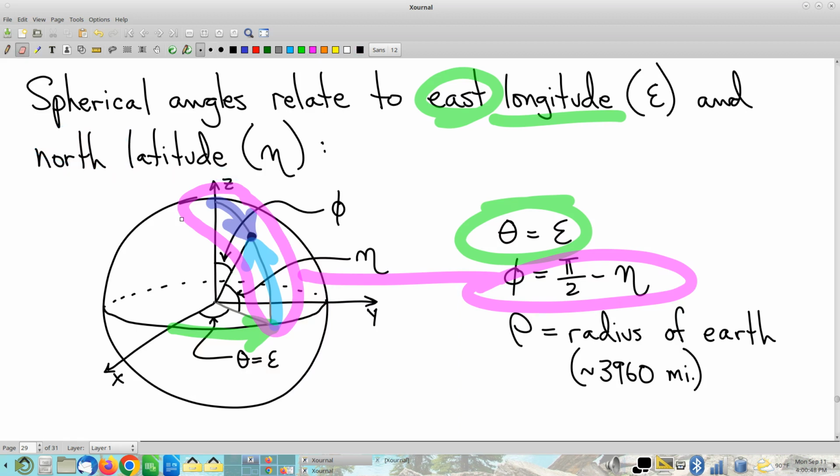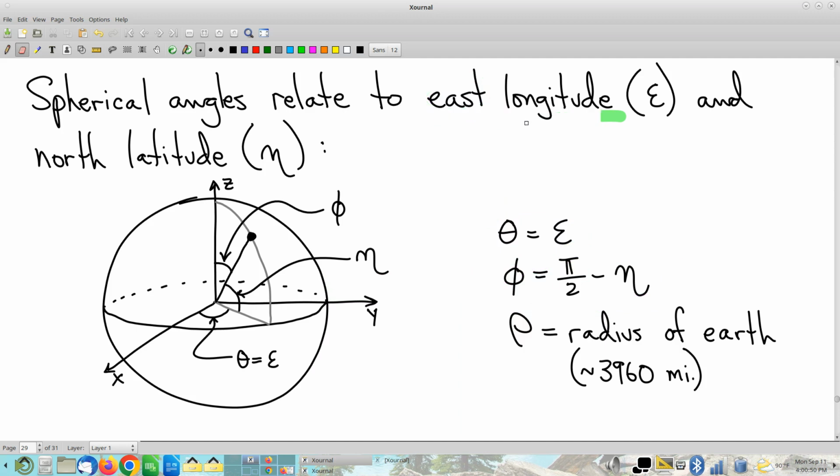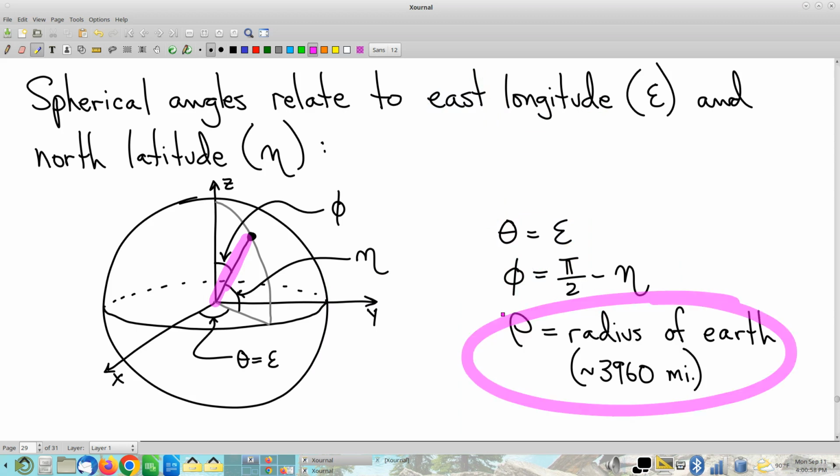All right, so who cares? Sorry, one little detail I left out. Rho, distance from the origin. Distance from the center of the Earth. Well, if you're on the surface of the Earth, then that distance is the radius of the Earth, which, by the way, is approximately that value. Okay, all right, so spherical coordinates.